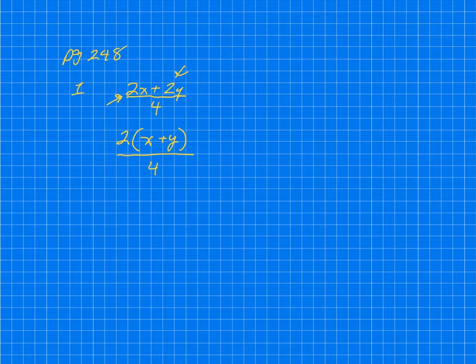Well, there's a common factor of 2 in both the numerator and the denominator. I divide the top by 2 and I get 1. And I divide the bottom by 2 and I get 2. Final answer will be x plus y over 2.